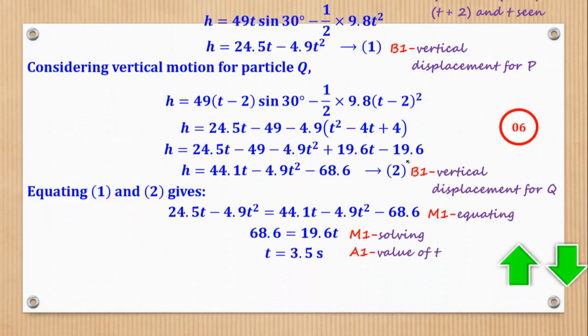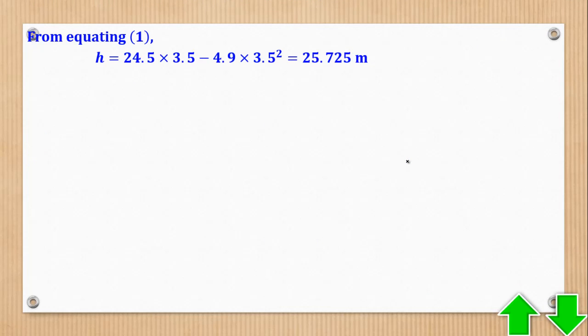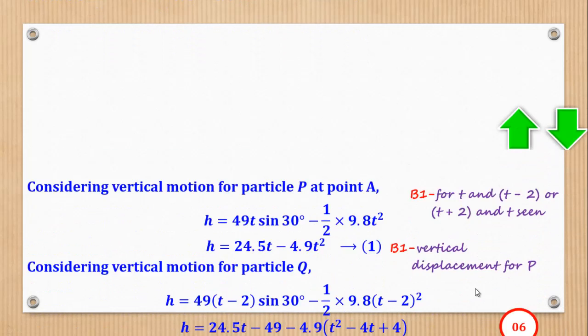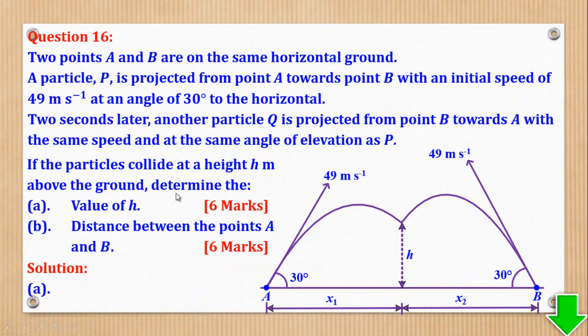Then for the next slide, we can get now the value of h from either equation 1 or equation 2. So h will be 25.725. Then for part B, they said the distance between the points A and B. They want x1 plus x2.